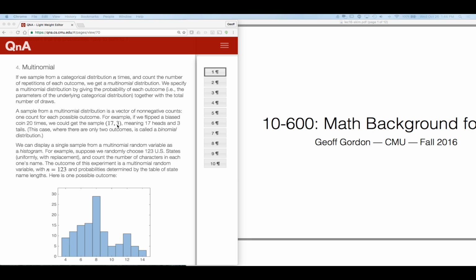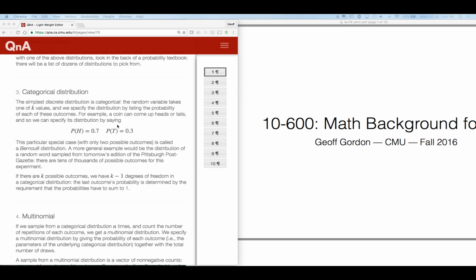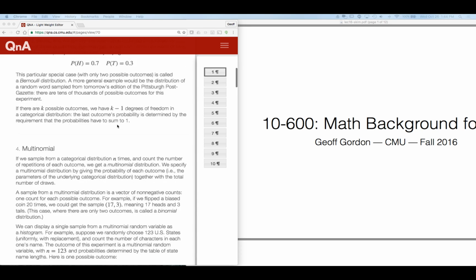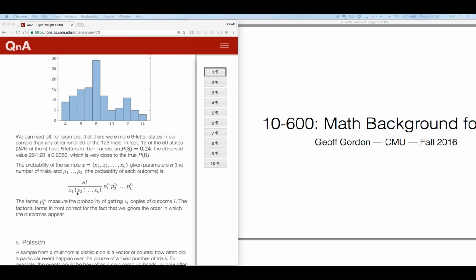And so it's much more complicated, right? The categorical was just a distribution over a number from 1 to k, right? Which outcome happened. For a multinomial, we have k separate numbers, one for the count of each one of them. And it is in fact a distribution. There's a probability of getting each different vector of counts, and the sum over all possible vectors of counts is 1, right? And if you want the probability of any specific vector of counts, it looks like this.